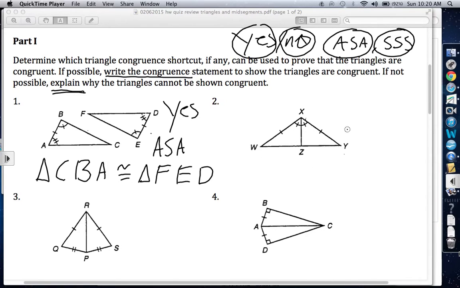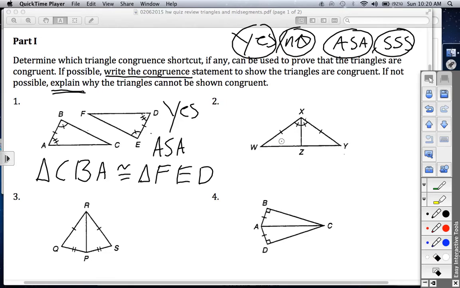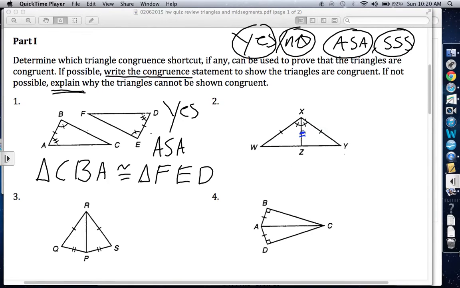The trick for this one is to look at this side and recognize, oh, that side belongs to this triangle and that side belongs to that triangle. So, in other words, this side for this triangle must be the exact same length as this side for this triangle. So we can give it a congruence marking. And so now we have a side, an angle, and then a side. So this one's going to be a yes, and this one's going to be an SAS.